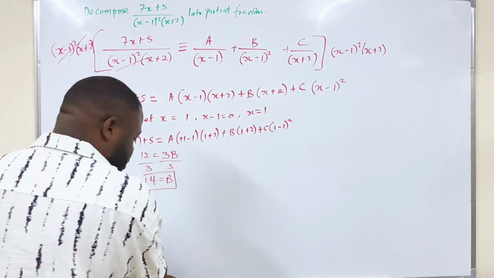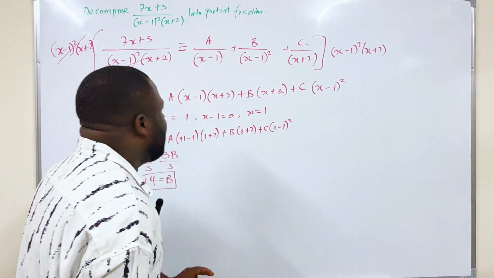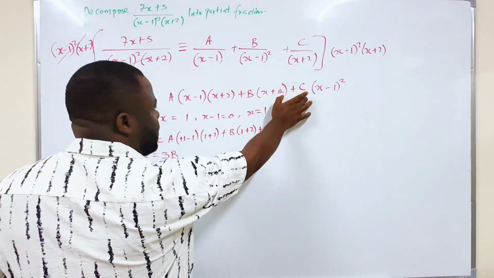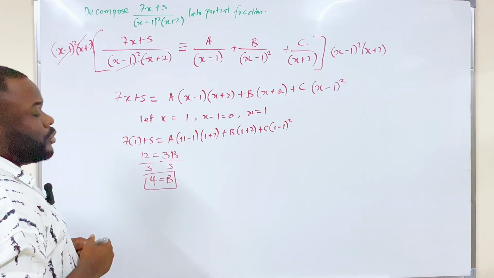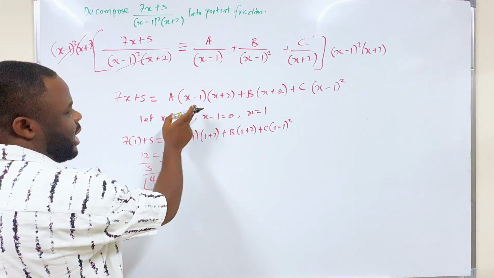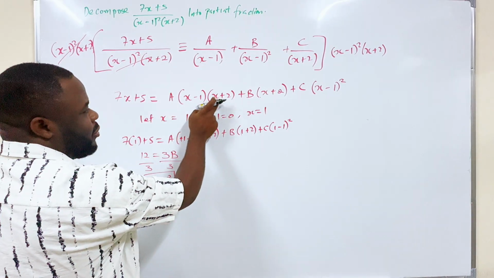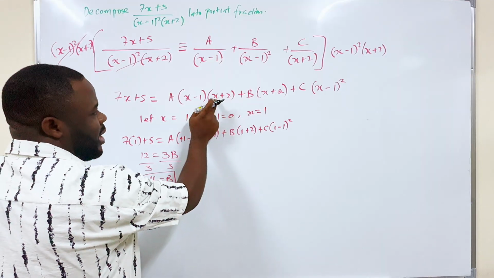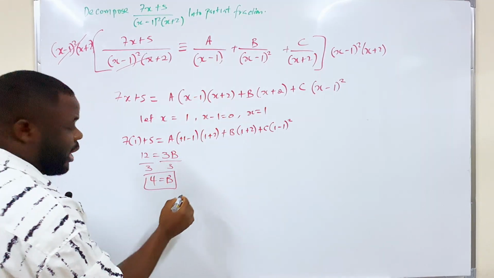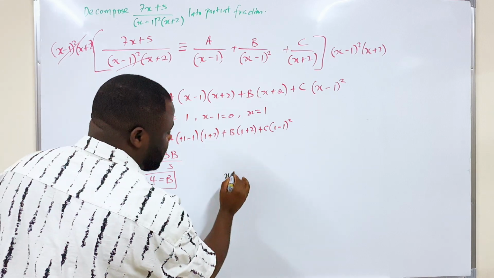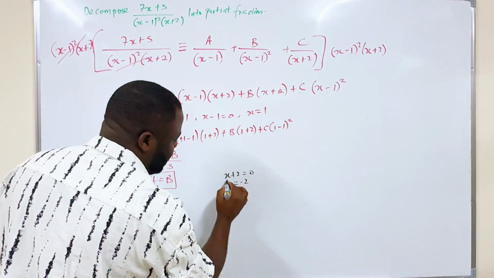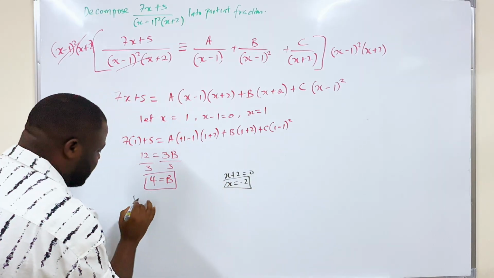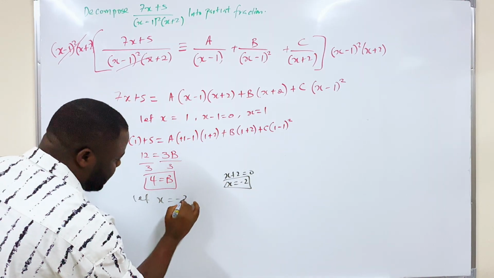Okay, so let's go for c. Now for c, we are going to make these two be 0. Basically, here I have x plus 2, so I can make x negative 2. Or if you are not sure, you can just say x plus 2, let's equate it to 0. So x will now be negative 2. So you now say let x be negative 2.